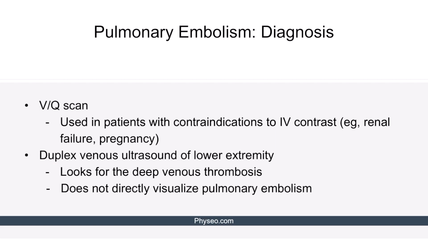Ventilation perfusion scans, also known as VQ scan, are an alternative test to CT angiography. It is used in patients with contraindications to IV contrast. These patients include pregnant women and those with renal failure. Duplex venous ultrasound of the lower extremity looks for the deep venous thrombosis, but it does not directly visualize the pulmonary embolism.